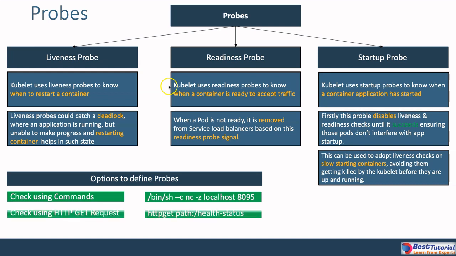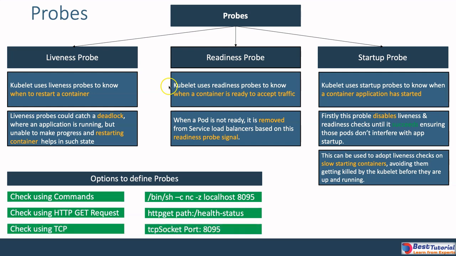That is one way. And the second way is using the HTTP GET request. For example, you have a health status page in your application, and when your application is up, then you can provide that health status page link so that using HTTP GET, it will go ahead and check whether that respective page is available for us or not. Or using plain TCP socket connection, which is nothing but whether the port 8095 is listening and up and running or not.